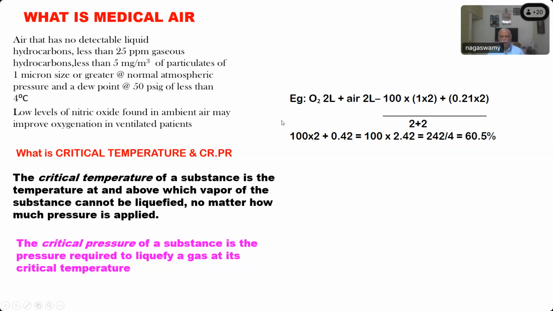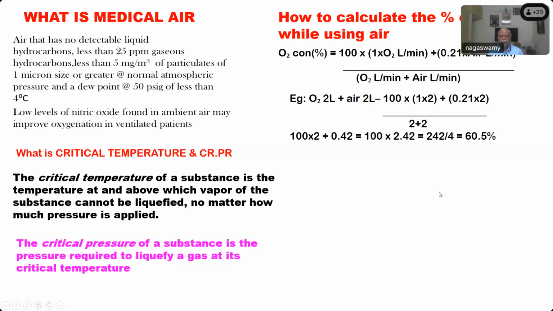Now, how to calculate when you are using oxygen and air mixture? What is the percentage? This is the formula. And you can see how I am arriving at 2 liters of oxygen plus 2 liters of air is equal to 100. That is, oxygen is 100%. And the air has got only 21%. So 100 into 2, then that will be the calculation. So we'll get roughly 60.5% of oxygen will be there.